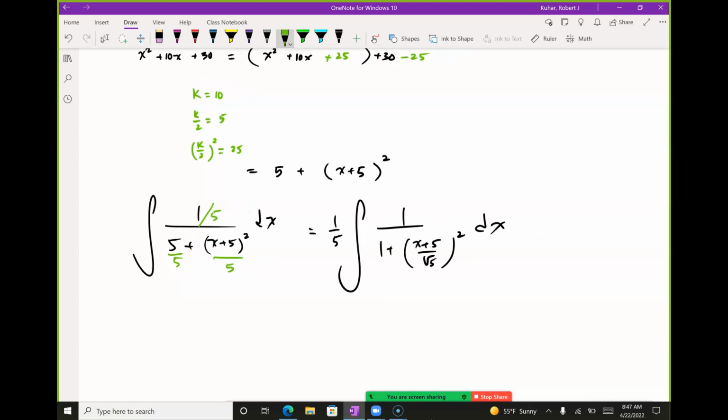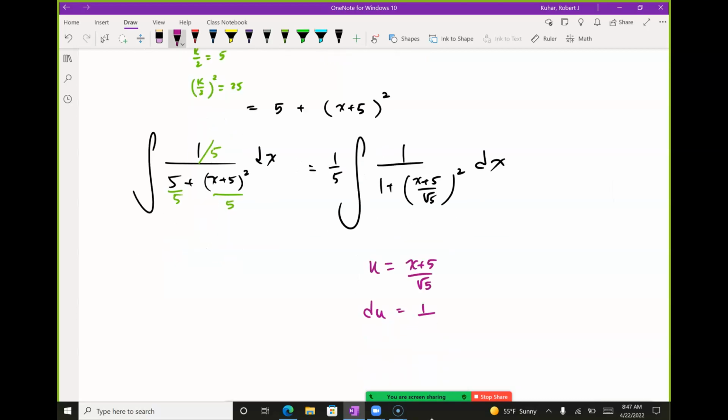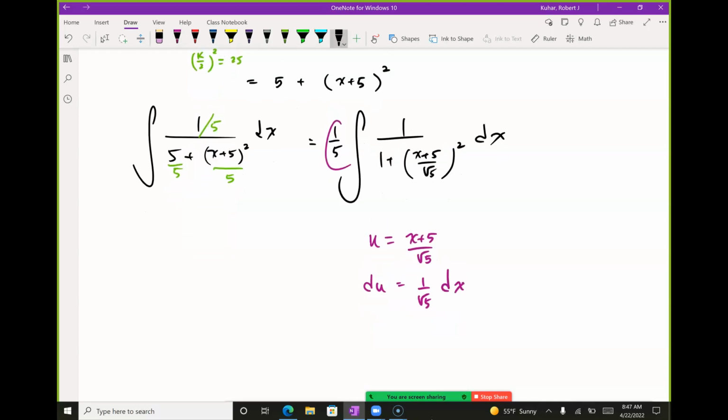Now I'm ready for a u sub. I'm going to let u be this inside, (x plus 5) over rad 5. And of course du is the slope, which is 1 over rad 5 dx. Sorry, yep. I have a 1 over rad 5 here. 1 over 5 is 1 over rad 5 times 1 over rad 5, right? So I'm going to steal that 1 over rad 5 from here.